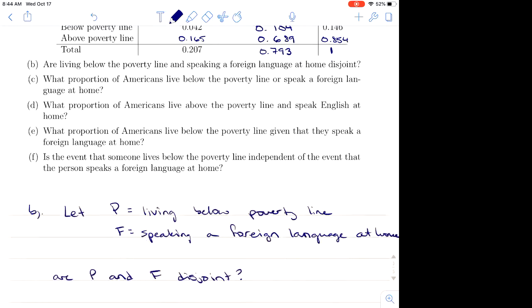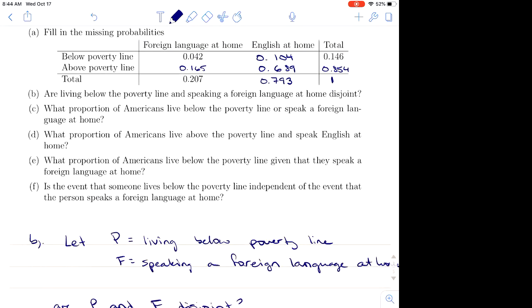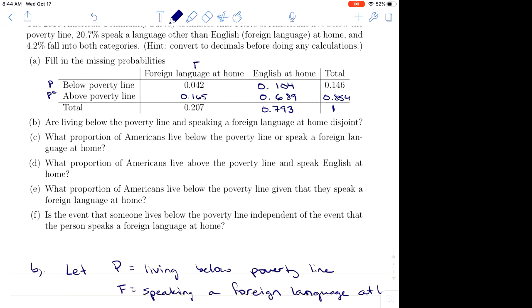Because I want to talk in terms of just P and F, right? So below the poverty line, that's P, but above the poverty line, that's the complement of P. And then foreign language at home, I'm calling F, so English at home must be not F, the complement of F. Right, and so here we want to know what proportion of Americans live above the poverty line, so not P, and speak English at home, so not F. Does that make sense?